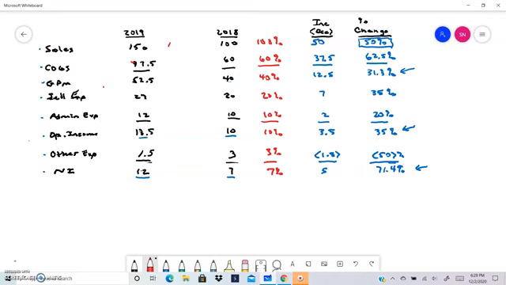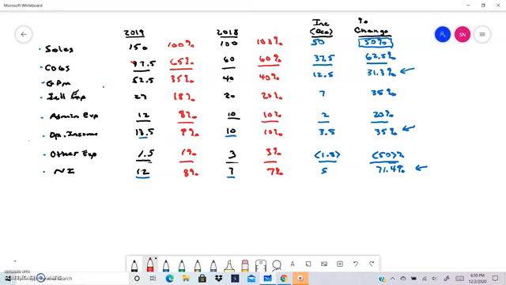And same thing in 2019, we're going to start off by setting sales equal to 100%. Cost of goods sold, we take 97.5 divided by 150, and we end up with 65%. Gross profit margin, same thing, 35%. And I'll just fill out the rest of them, 18%, 8%, gives us 9% operating profit, 1% other expense, total of 8%.